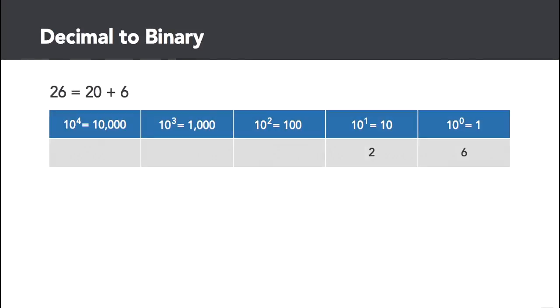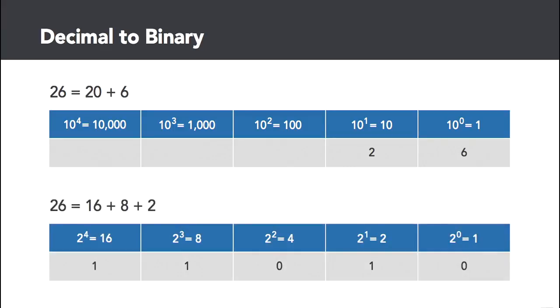Decimal or base 10 numbers can be converted to binary using a recursive process. Let's start by reviewing the layout of a decimal number versus the layout of a binary number. If we use the number 26 in decimal, it's represented by 2 in the tens column and 6 in the ones column, which makes 20 plus 6.